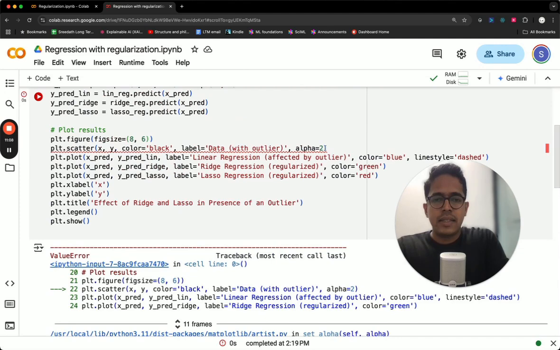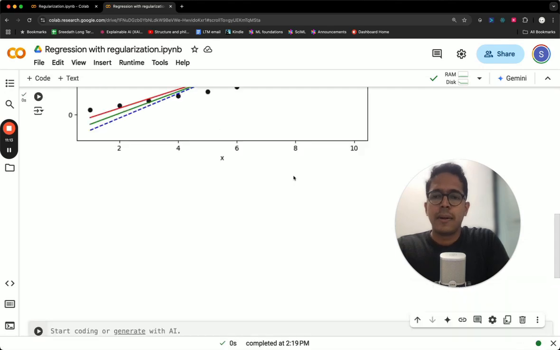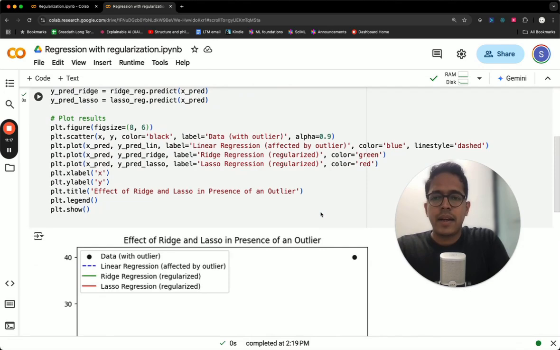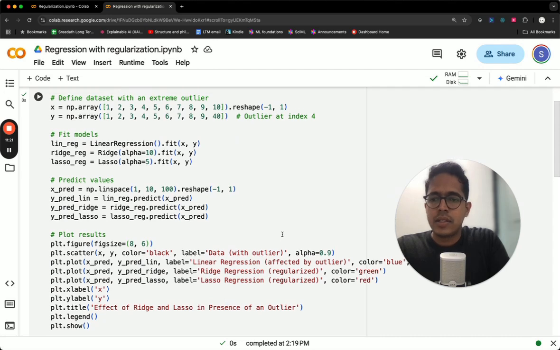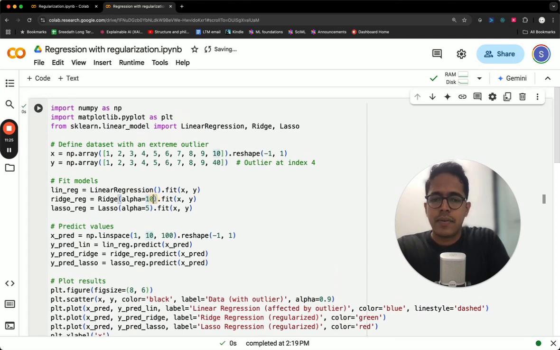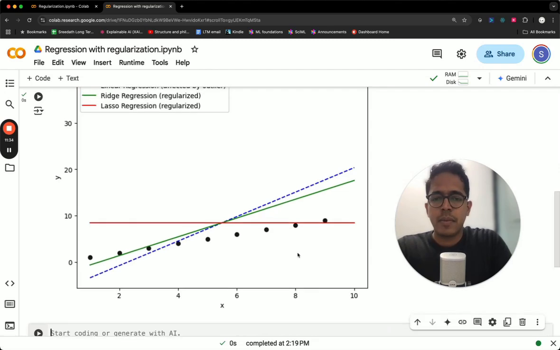Oh, its range is anyway 0 to 1. So 0.9. Yeah, so 0.9 means this is what is happening, and actually this is not the alpha. X predicted, this alpha, not this alpha. I'm sorry about that. So this alpha is 10 and 5. So what if this is 25 and 25? Maybe sometimes fitting will be difficult.